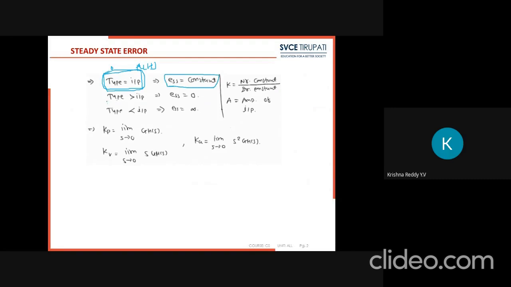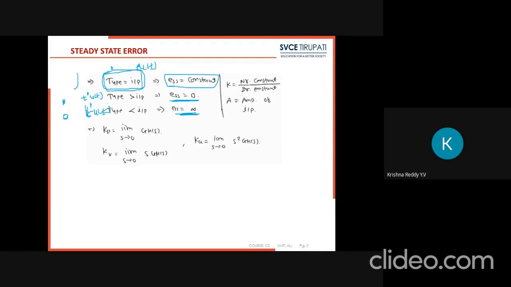If the type is greater than the input, suppose we have a type 1 system and we give a unit step input, then we get the steady state error value as 0. If the type is less than the input, suppose we have a type 0 system and we apply a ramp input t into u of t, where t power 1, and 0 is less than 1, then we get the steady state error value as infinity.